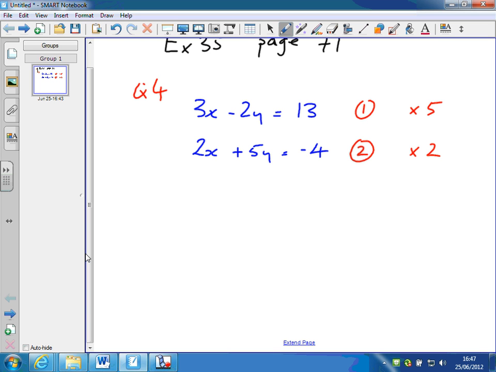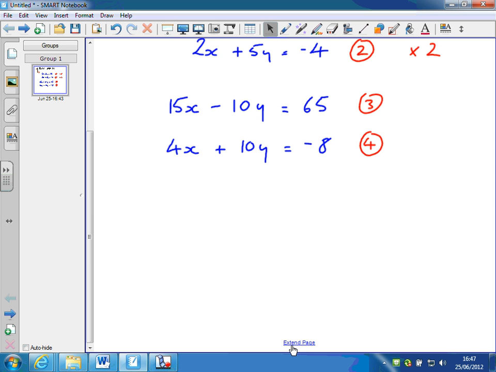So if I times 3x by 5, I get 15x minus 10y equals 5 times 13 is 65. And then for the second equation times by 2, I get 4x plus 10y equals minus 8. So equations 3 and equation 4.